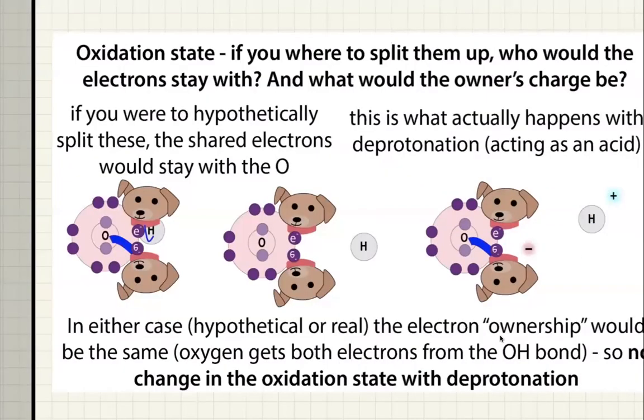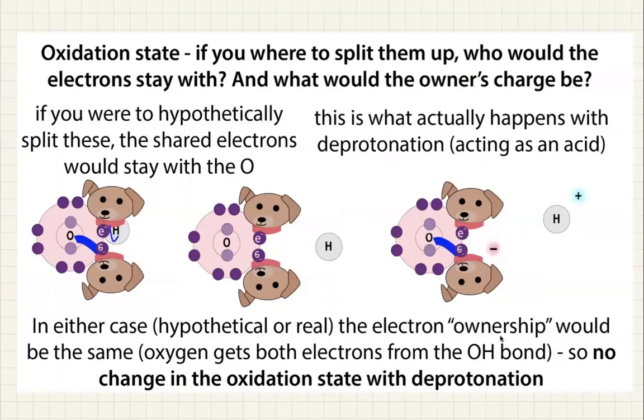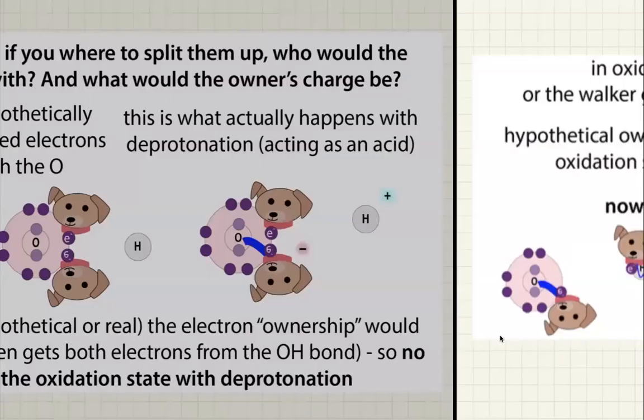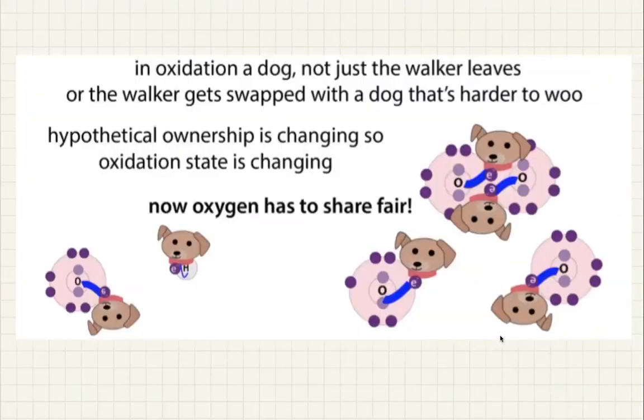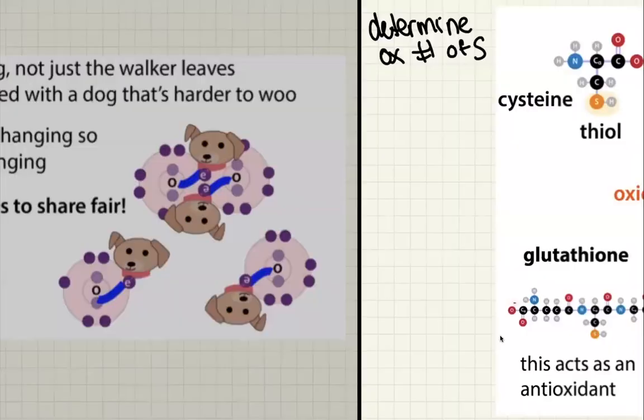So if you want to go back to our dog analogy, you could think about that if you were to have deprotonation, it's kind of like the dog staying and the dog walker leaving. Whereas if you had oxidation, what would actually happen is that the hydrogen would have to leave with the dog walker, or you would have to basically switch to a dog walker that is better at wooing you. So an oxygen would have to go from, say, having a bond to a hydrogen, which it can keep the electrons if they were to split, to having a bond to another oxygen where it would have to share them fairly.